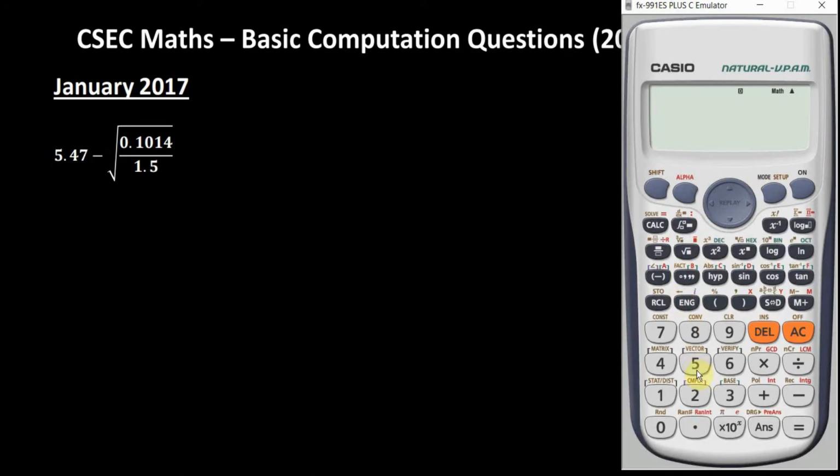So we want to plug in this exactly how we see it. So it's 5.47 minus, and we'll have our square root sign here. Now, because we actually have a fraction underneath the square root sign, after we tap the square root option here, we want to press this fraction option here, right? And then we can plug in the numeral at the top, which is 0.1014. We can press the down arrow to go down and plug in the 1.5.